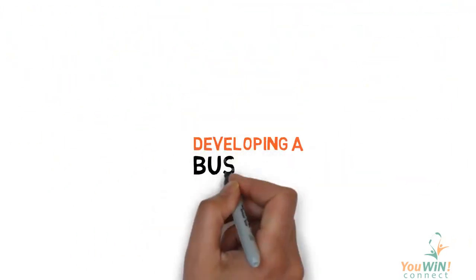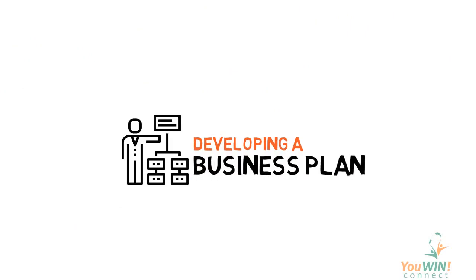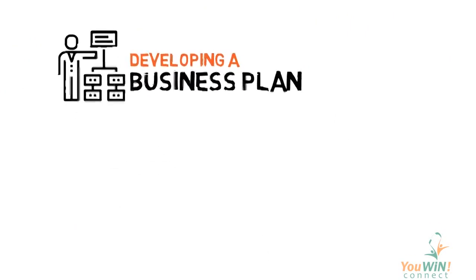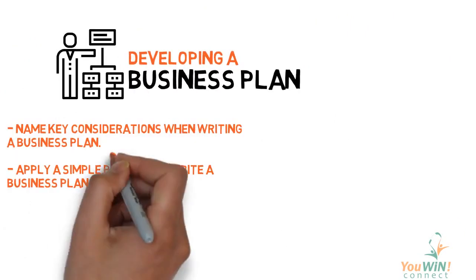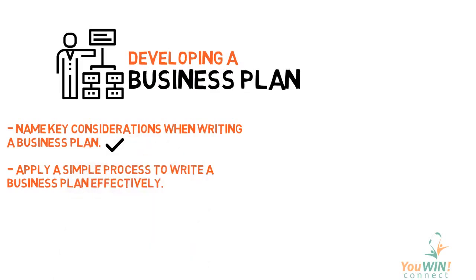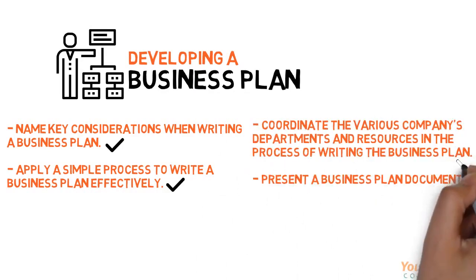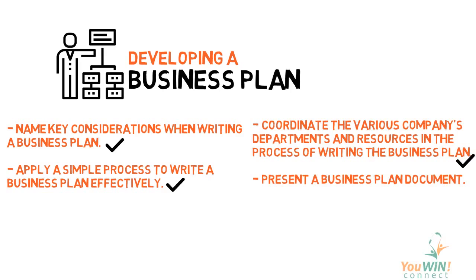Session 1, developing a business plan. At the end of this session, you'll be able to name key considerations when writing a business plan, apply a simple process to write a business plan, coordinate the various companies, departments, and resources in the process of writing a business plan, and then present a business plan document. In terms of content, there are 5 parts to this module.